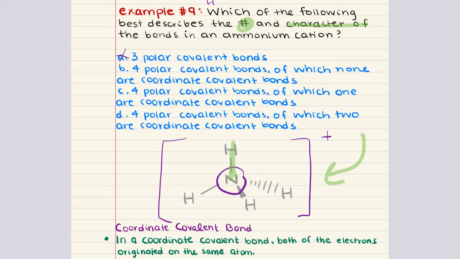C says four polar covalent bonds, of which one is a coordinate covalent bond. This choice correctly identifies that the ammonium cation has four polar covalent bonds, and it correctly states that one of these bonds is a coordinate covalent bond. This answer choice is correct. Just going through D as well, four polar covalent bonds, of which two are coordinate covalent bonds. This is incorrect. There are not two coordinate covalent bonds. So the correct answer for 9 is going to be C.